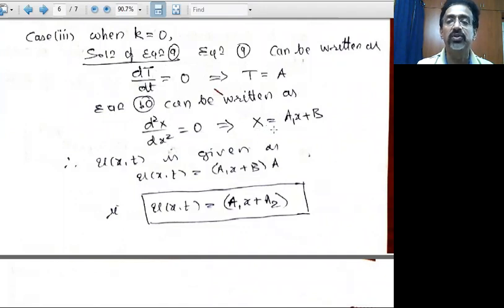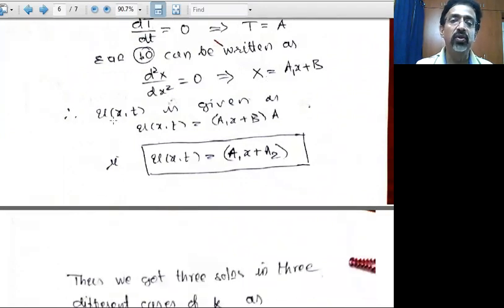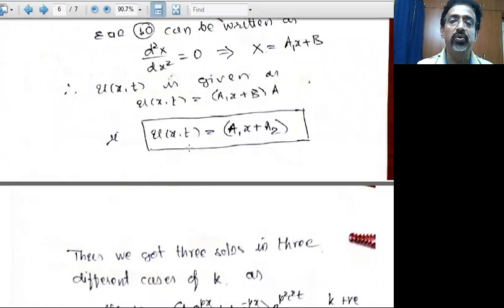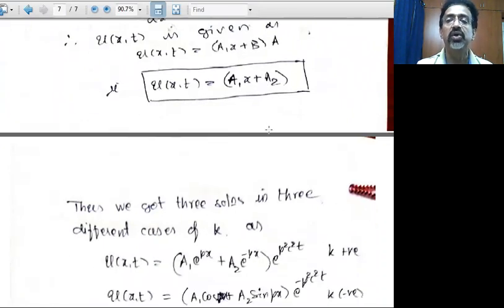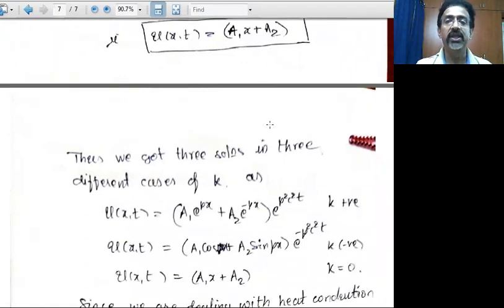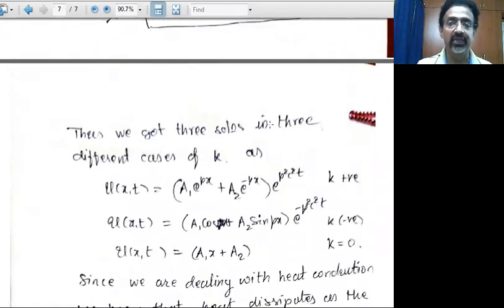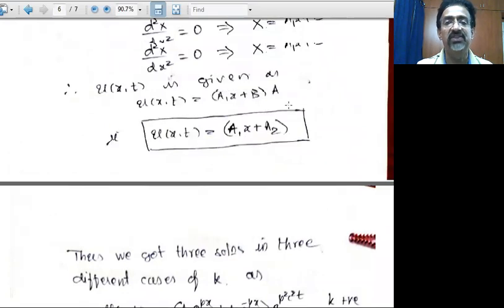That gives me the solution as capital X is equal to A1 x plus B. So U of x comma t will be what? Capital X into capital T, that is (A1 x plus B) times A. If I replace A1 by A1, AB by A2, U of x comma t will be A1 x plus A2. Right? So this is my third case. So when k is equal to 0, it is A1 x plus A2.